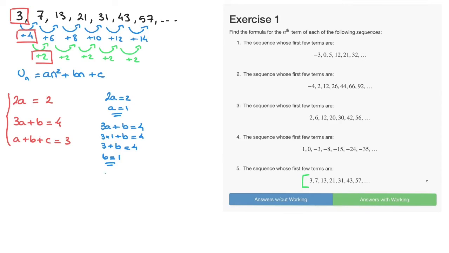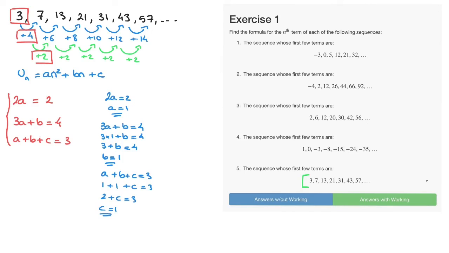The last one, a plus b plus c equals to 3, replacing a and b by their values, so that would be 1 plus 1 plus c equals to 3, tells us that we have 2 plus c equals to 3, so finally c equals to 1.